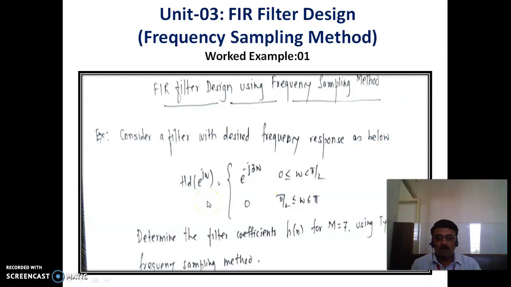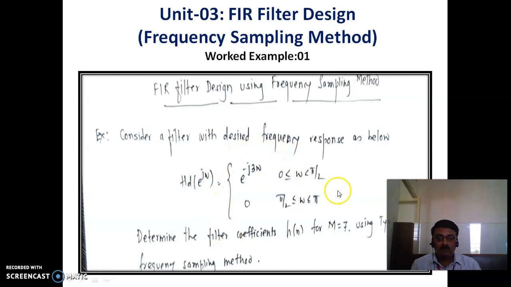So the problem is given with the desired frequency response expressed as Hd of e power j omega. Here they have directly given the value of Hd of e power j omega as e power minus j 3 omega.